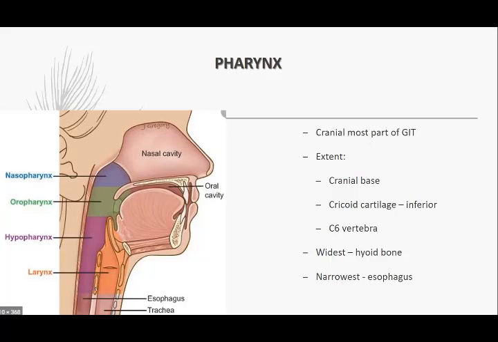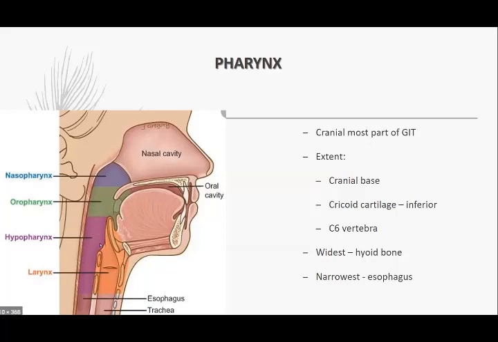In front is the larynx. This cartilage of the larynx is the cricoid cartilage. The pharynx ends at its inferior border. This is the larynx; this is the pharynx. The posterior one is the pharynx. At the lower border of the cricoid cartilage, the pharynx continues with the esophagus. So from the base of occiput, it goes down to the lower border of the cricoid cartilage. In terms of vertebral level, it lies around C6.